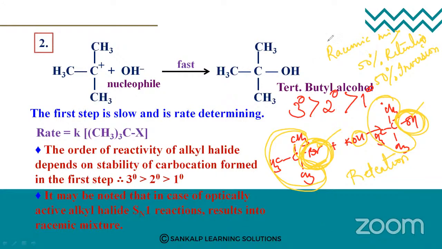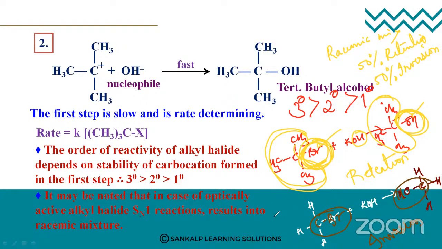Now, what is inversion? Suppose CH3Br plus KOH. Now you can see the difference. What is happening here? In this case, this is a CBr group, and here it is a COH group. Is there any change in configuration? Yes, there is complete inversion. The molecule is inverted, so it is called inversion.